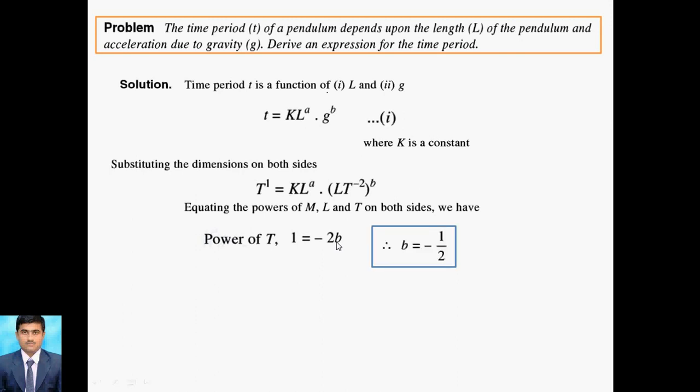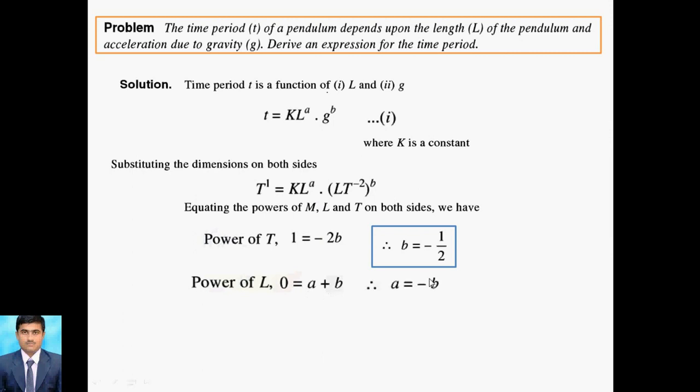Then we go for the next term, that is the power of L. Here L is absent on the left hand side because only T is there and the other terms are absent, so that's why we take 0. So 0 on the left hand side is equal to, here L is there, so we can write a, and here we can write b, since it is a multiplication, so we write plus b. So 0 is equal to a plus b means what?